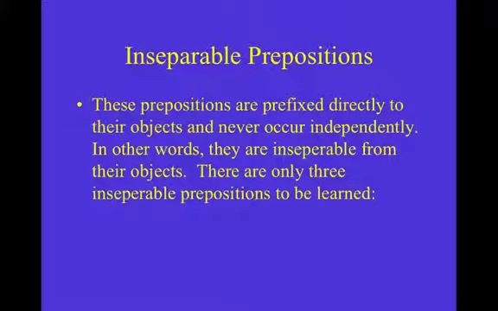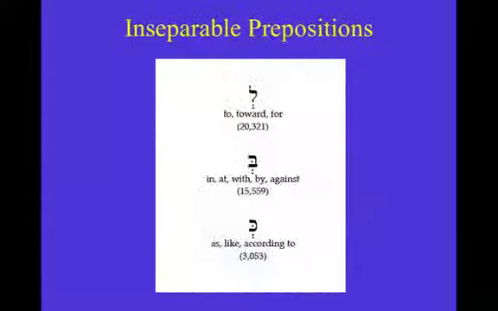The third type of prepositions are inseparables. These are prefixed directly to their objects and never occur independently. In other words, they're inseparable. There are only three to be learned, and these are them. The lamed, which is to, toward, or for.